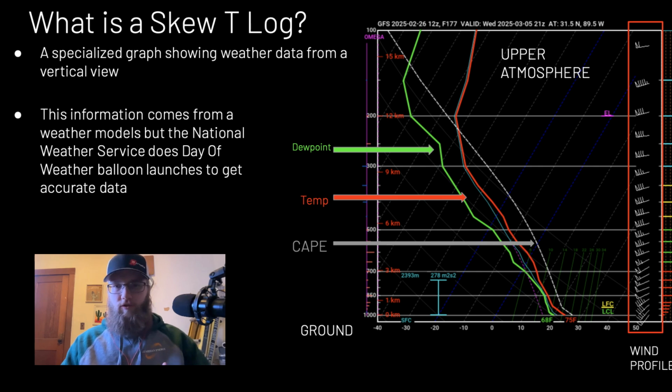So basically that's what a skew-T log is. This information is given from the National Weather Service, from the computer logs, and the National Weather Service does their balloons twice a day. But on the day of severe weather events, they do it quite a few times a day. I think it's every 3 hours, starting at like 6 a.m.